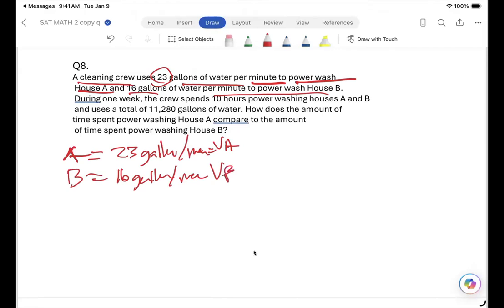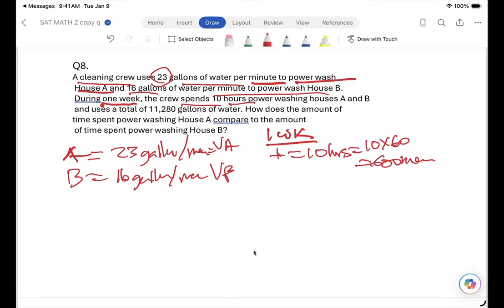That's VB. They said during 1 week, what did they do? The crew spent 10 hours power washing the house. So total time they spent is 10 hours. This is equal to 10 times 60. Therefore, this is 600 minutes.